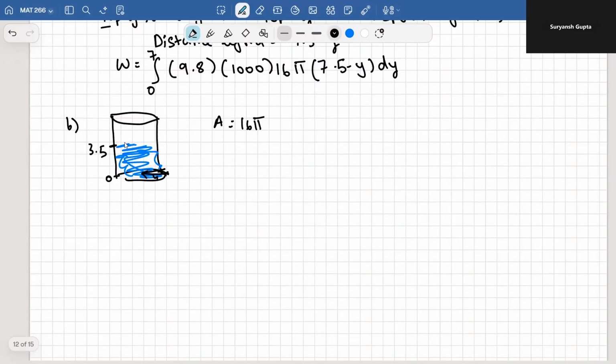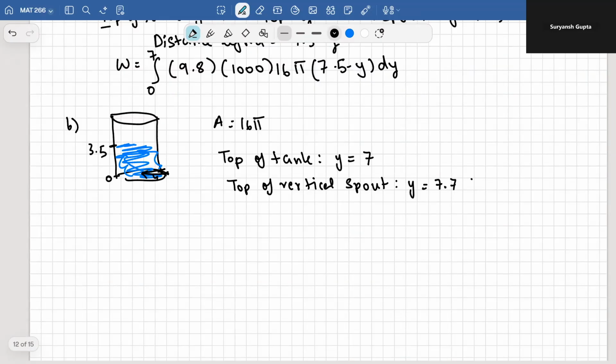But first, let's find out the distance that the water needs to be lifted. It's given that the top of the tank is y equal to 7, and the top of the vertical spout is y equal to 7.75, because in this question this is 0.75 and this is 7. So the vertical spout is all the distance based on the coordinate system it's sitting on. I'm calculating the top of the spout, which is then 7 plus 0.75.